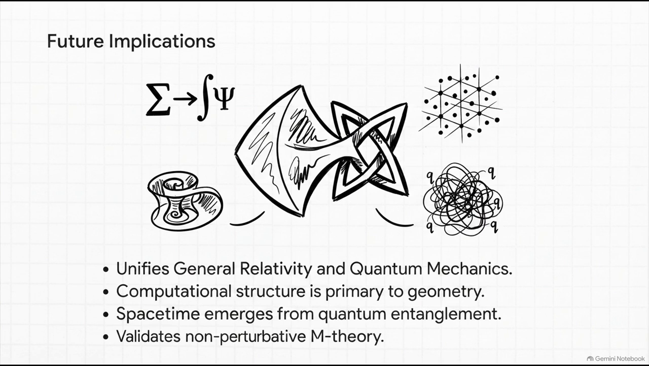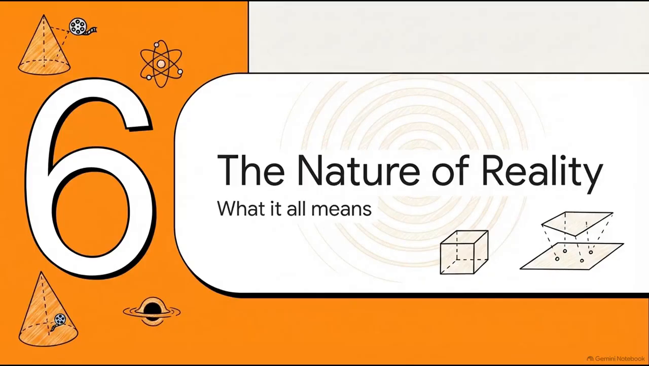This framework is literally our best tool yet for finally unifying Einstein's general relativity with quantum mechanics. It strongly hints that computational structure is primary to geometry, meaning space-time itself probably just emerges from quantum entanglement. Plus, it essentially provides a solid foundation for non-perturbative M theory. It's a real game-changer. Finally, Section 6, the nature of reality, what it all means.